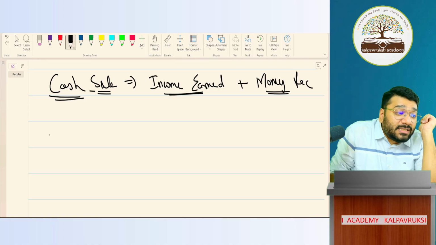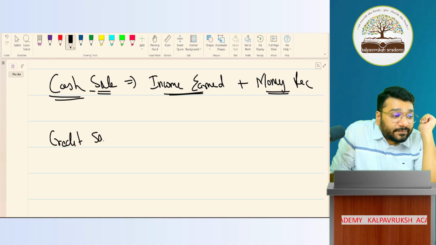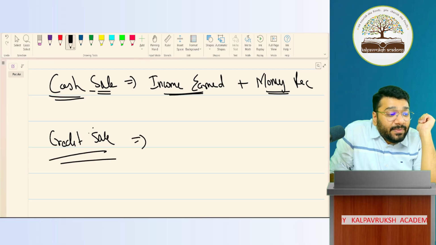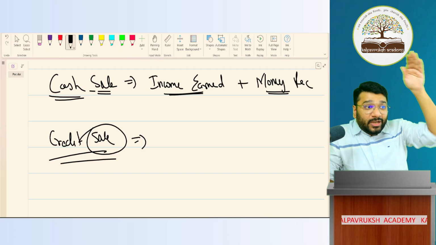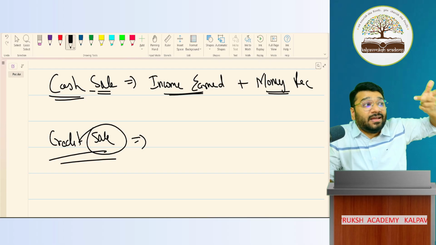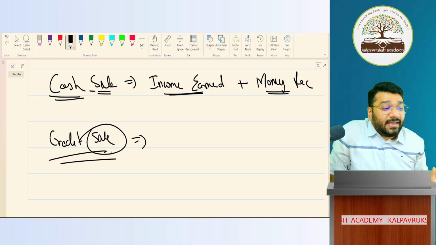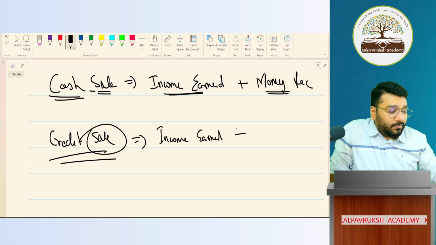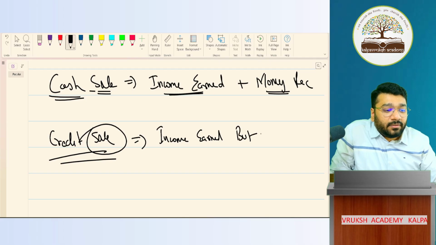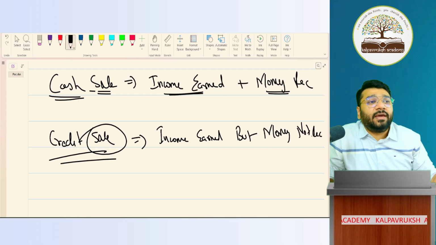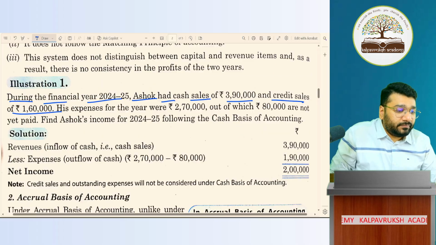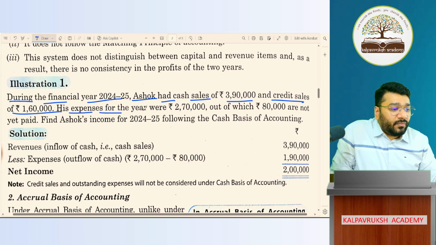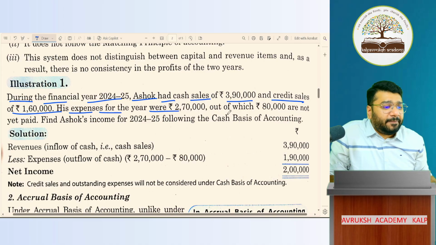Yes. What is the meaning of credit sale? Sale means ownership transferred, because you record the sale entry when the ownership is transferred. That is when sale will be recorded. Credit sale: income earned, but money not received. Okay, not okay? Okay. Expenses, we'll come back later. Now tell me one thing.